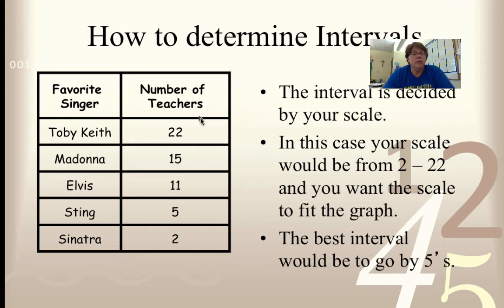I mean, if your biggest number was 1,000 and your smallest number was 2, you wouldn't want to go by 5s because you wouldn't have enough room on your paper for that graph. Your interval would probably have to be hundreds or 500s even. So you really just need to pay attention to how much space you have between your numbers. For example, we have from 2 to 22. So if our next number was only 10, we could go up by 10s, or we could even go up by 1s, but again, we probably wouldn't have room on our graph. So we're going to pick 5s.